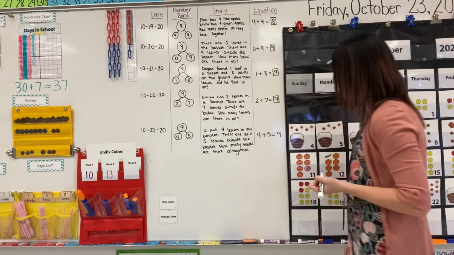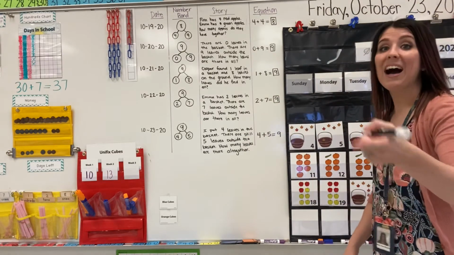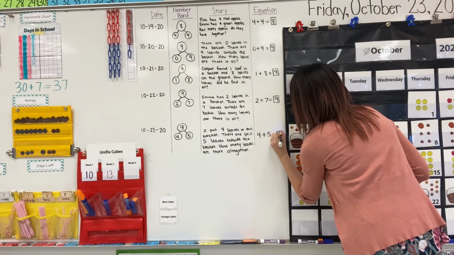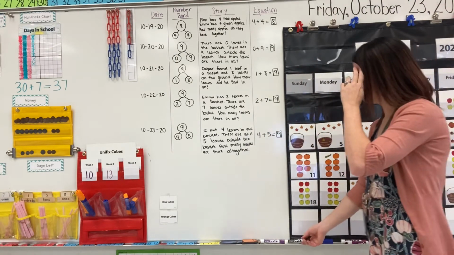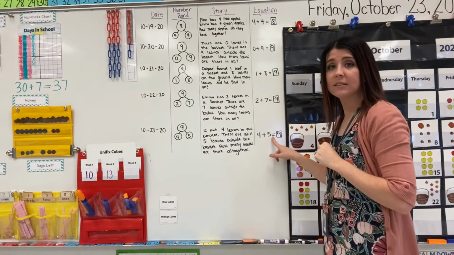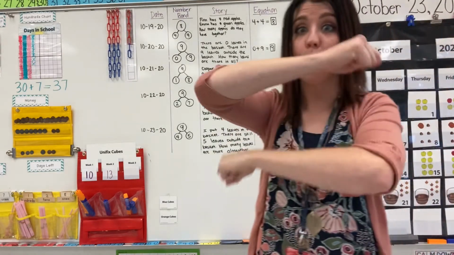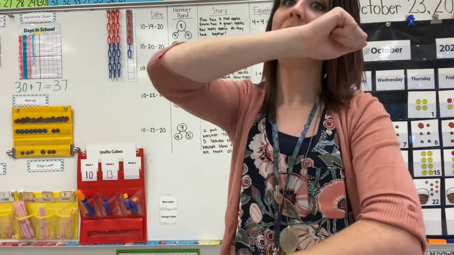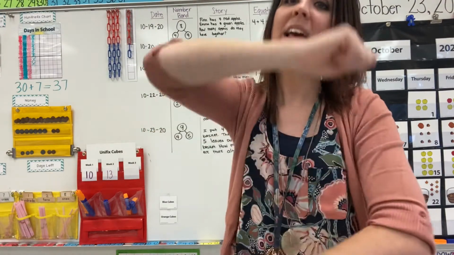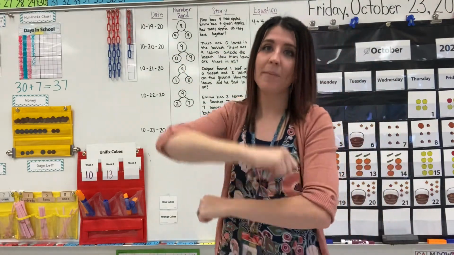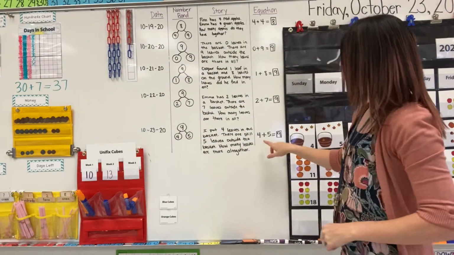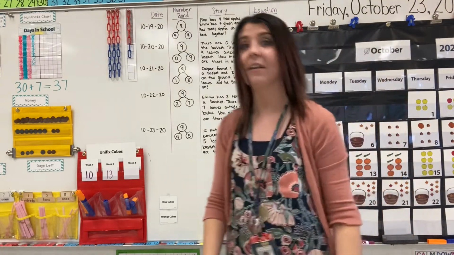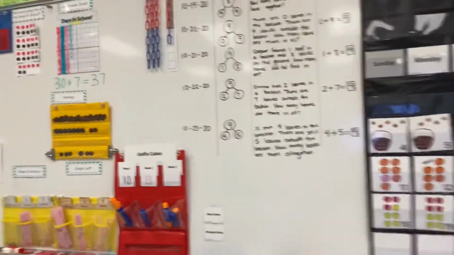So how many leaves are there all together? 9. So what do I need to do to 9? Put a box around it. Why? It's the answer. Very good. Do you remember who this is? Equal. Do you remember what equal means? Equal means the same. Say it with me. Equal means the same. So 4 and 5 together are the same as 9. Great job. All right, let's move on over.